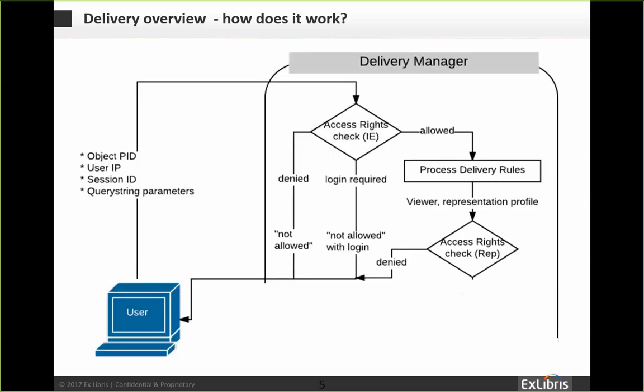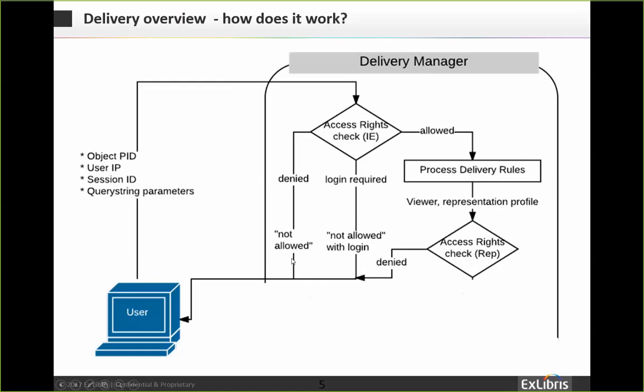When you look at the delivery manager, you see on the left we have the user. The user makes a request for delivery. When it does a request for delivery, it's a specific IE or file that is being asked to be delivered. The first thing we do is check access rights. Delivery always has to have any IE, any PID has to have access rights, and we'll first check the access rights. If it's denied, the user will get a not allowed page.